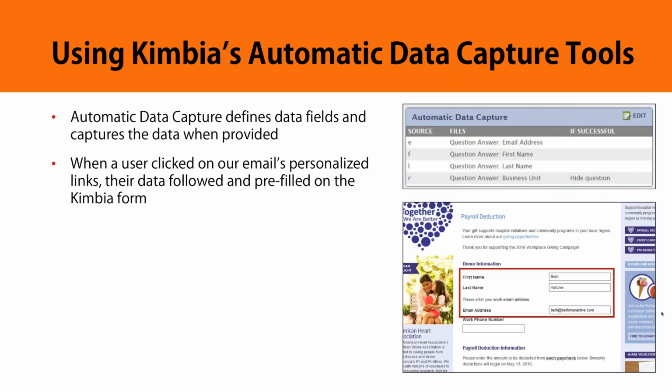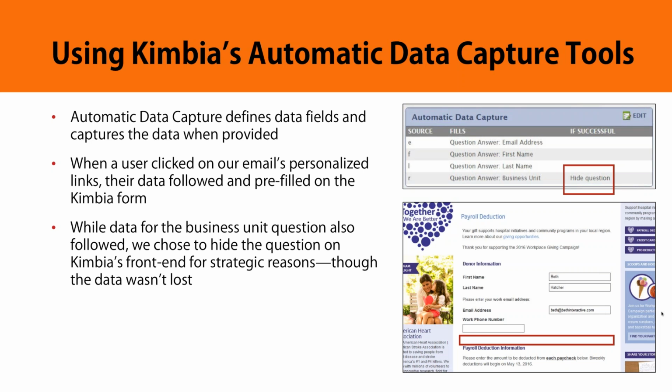So when a user then clicks on our email's personalized links, like we just saw, that data follows, and based on what we entered into automatic data capture, pre-fills onto the Kimbia form, as you can see in that red box on the form. This worked really well for email, first name, last name, and it also worked for business unit. Now we chose within the data capture tools to hide that question.